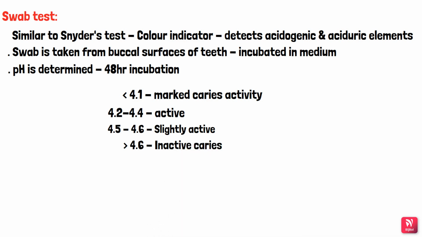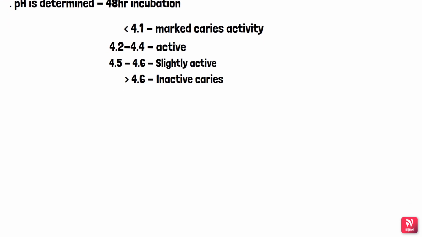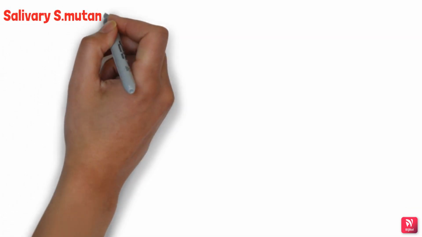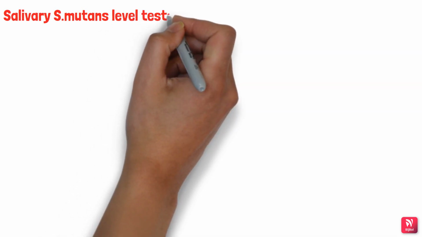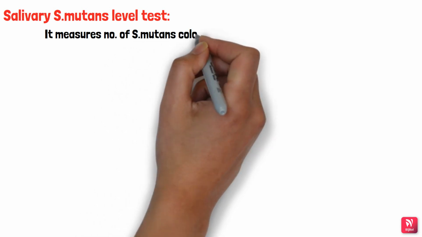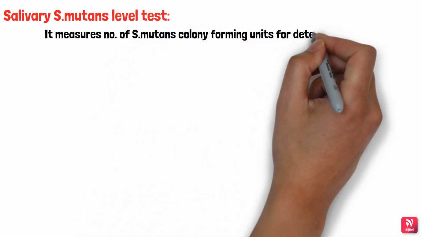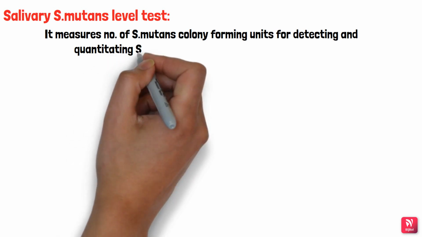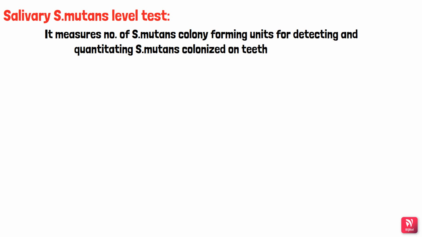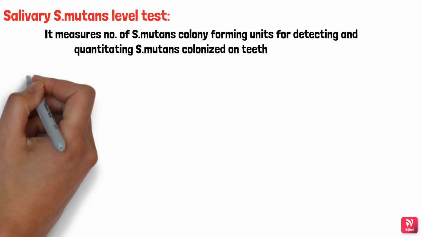This is about the swab test. Next we will see the salivary Streptococcus mutans level test. Here the main principle is that we will count the number of Streptococcus mutans colony forming units per ml of saliva. It is somewhat similar to the lactobacillus colony count test, where we will be counting the number of colonies which are present in that patient's saliva.